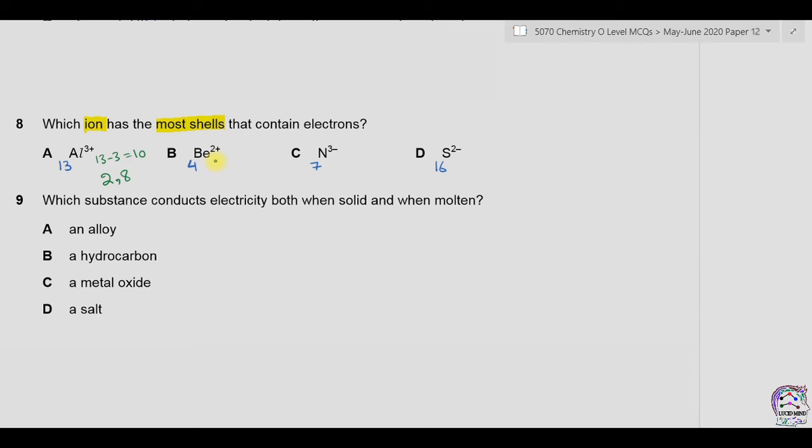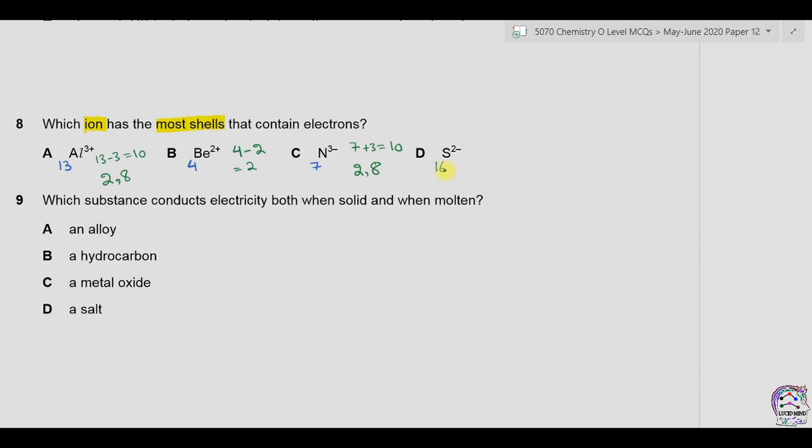The atomic number of beryllium is 4, so in order to find the number of electrons we have 4 minus 2, because the charge is +2, so only 2 electrons are left, so we'll have just one shell containing 2 electrons. The atomic number of nitrogen is 7 and there is a -3 charge, so the number of electrons will be 7 plus 3, which becomes 10. So there will be 2 shells. In the first shell we will have 2 electrons and in the second shell we will have 8 electrons.